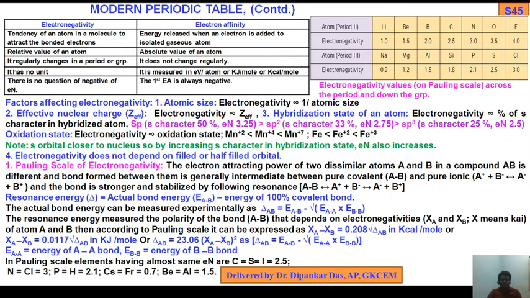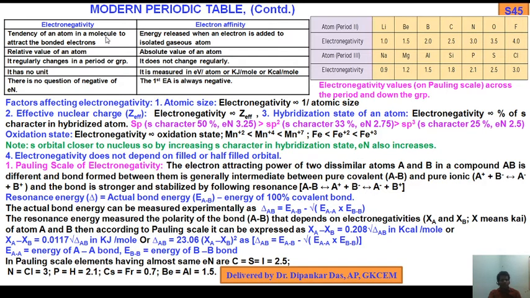So today I am going to discuss the difference between electronegativity and electron affinity. In the last video lecture I discussed electronegativity, the periodic variations, down the group variations, and some exceptional cases. So the most important thing is the difference between electronegativity and electron affinity. So what is the difference?